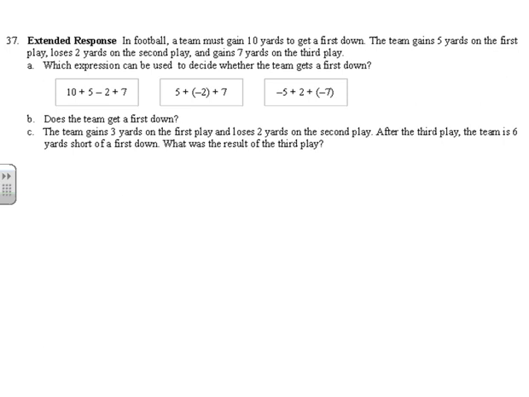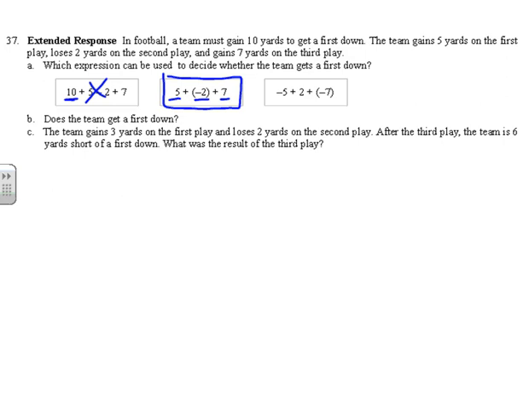All right, final problem. Football team needs to gain 10 yards to get a first down. They got 5 yards on the first play, then lost 2, then gained 7 on the third play. We have 3 expressions we need to choose which one can be used to solve this problem. The first one includes the 10. That's what we need. That's not part of what we're going to add up, so we won't need the first one. The second expression represents gaining 5 yards, losing 2 yards, and gaining 7 yards. So that one looks good.